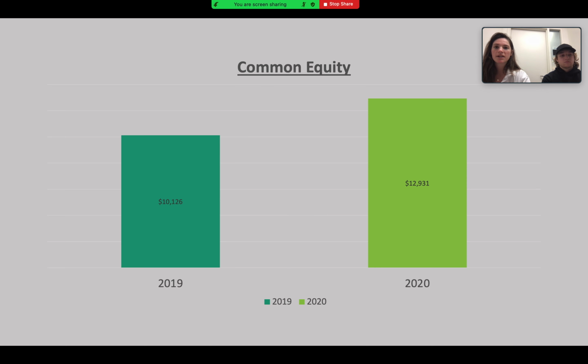So looking at common equity in 2020, it was 12,931 million. And this compares to 2019, which was 10,126 million. And that's an increase of about 2,805 million in 2020. So a pretty big jump.